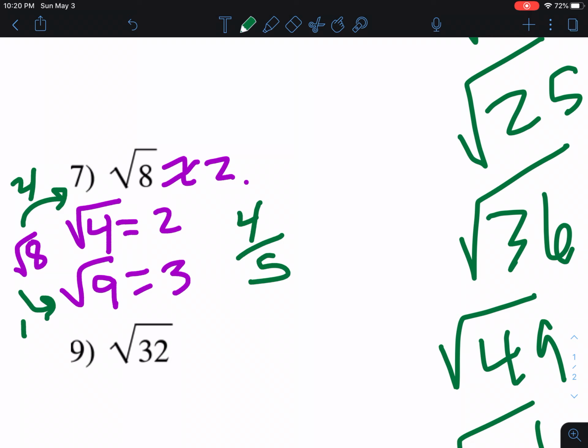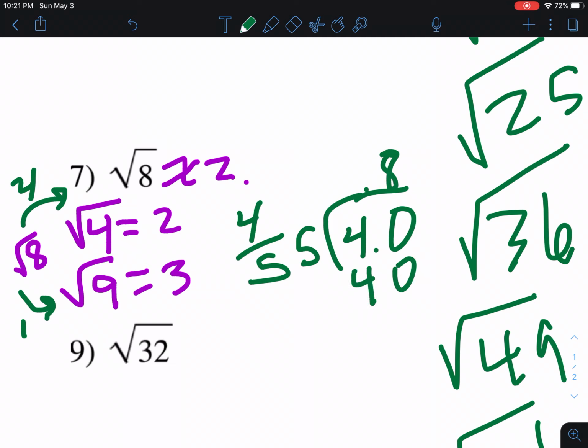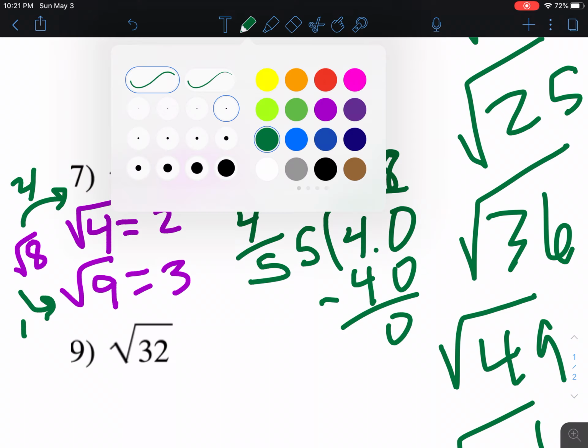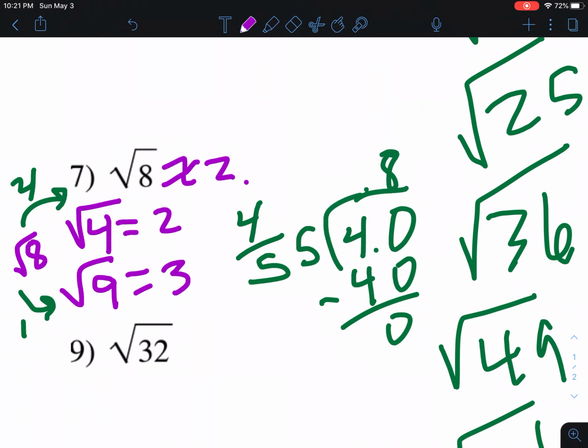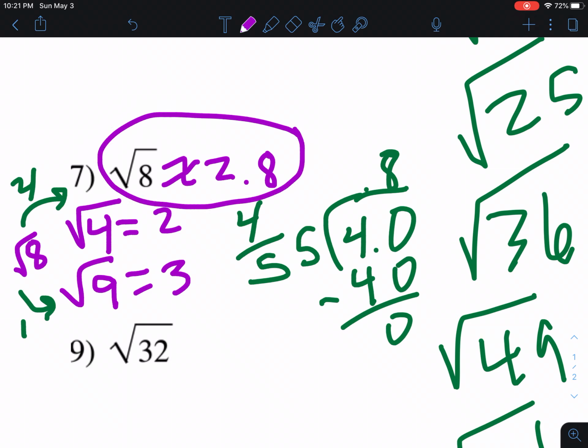Some of you might already know that that's 0.8, but most of the time you're going to actually have to divide it out, where you do 4 divided by 5, and you go, okay, 5 goes into 40 8 times, and you subtract, no remainder, so we go there. So we're going to estimate 2.8 for our value for the square root of 8. So about 2.8. That's another way to estimate to the nearest tenth there.